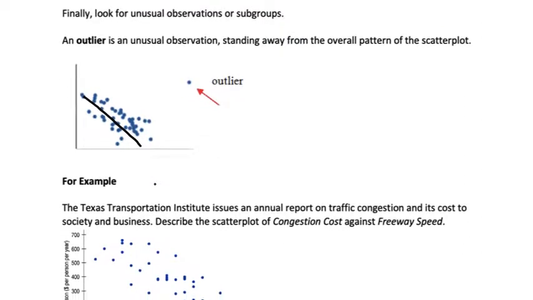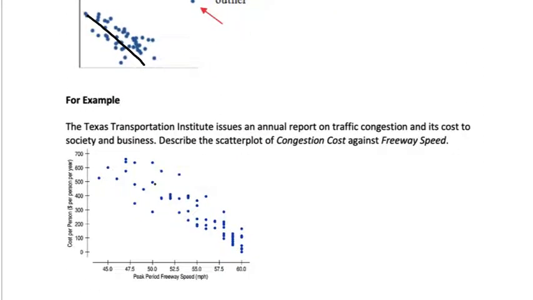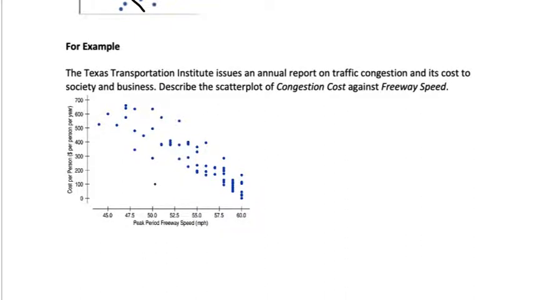So here's an example. We're going to describe this scatter plot. This is congestion costs versus freeway speed. Looking at this, I would say that the points fall pretty close to a line that has a negative slope, maybe somewhere around there. So I would say that the association is negative. Since they're close to a line and not another shape, it is linear.